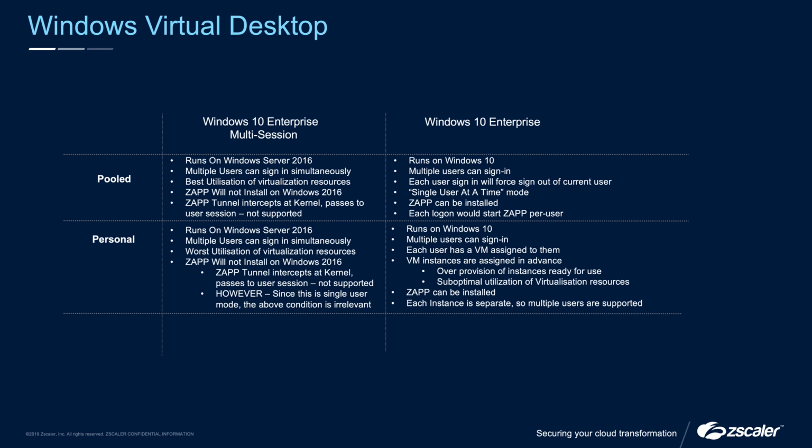You're going to over provision in some respects. You're going to say, okay, I've got 100 users, I need 100 virtual machines. Or if you look at your concurrency, you might say, well, I've got a 50% concurrency rate. I'll have 50 machines for my 100 users. So it's not the best utilization of virtualization resources, but it does work.